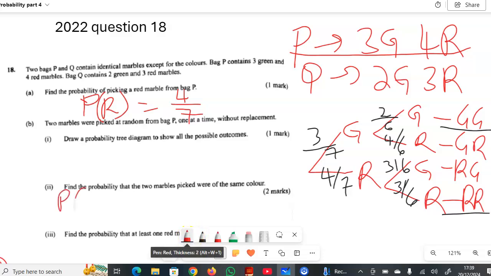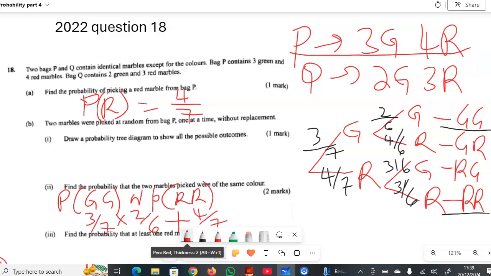Probability green green or probability red red. So green green we have as 3 out of 7 times 2 out of 6. We add red red, we have 4 over 7. We multiply by 3 out of 6.